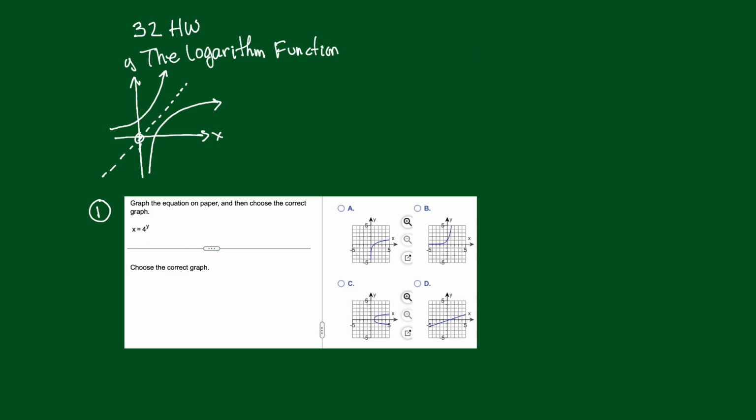Problem 1 here says to graph the equation on paper. Now, we're not going to do any of that, but we want to just be able to recognize the graph. Choose the correct graph. So is it A, is it this graph, this one, or this one? We'll look at our function here. Our function is, I'll do it top right here, x equals 4 to the y. Now what I want to do is get y equals something.